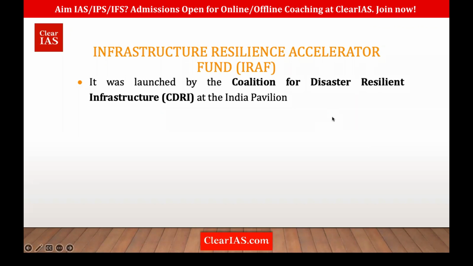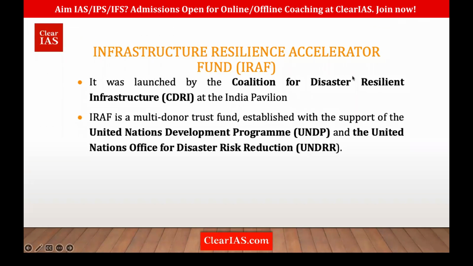Okay, and what they are trying to do is to create resilient infrastructure so that whenever a disaster happens, it doesn't impact the infrastructure much. So that is the Coalition for Disaster Resilient Infrastructure. It was launched in 2019, so you can see the details of it. But just remember, IRAF is launched by CDRI, but it is also supported by who? The UNDP and the United Nations Office for Disaster Risk Reduction, UNDRR, and the United Nations Development Programme.